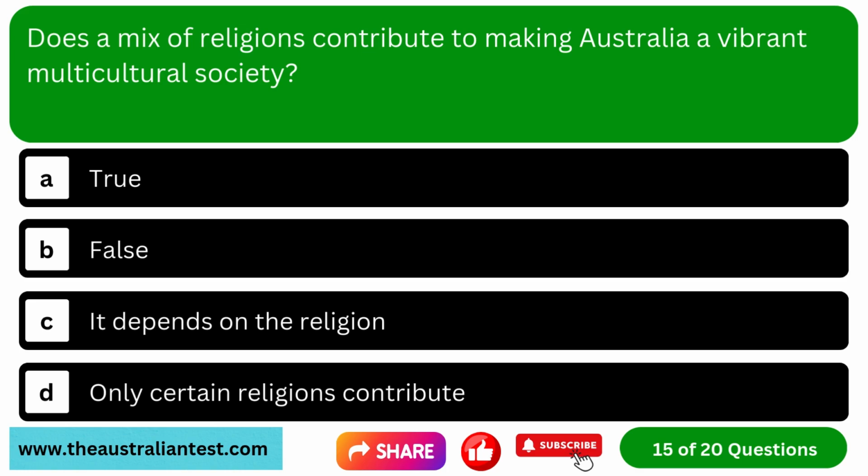Question 15. Does a mix of religions contribute to making Australia a vibrant multicultural society? Option A, true. Option B, false. Option C, it depends on the religion. Option D, only certain religions contribute.